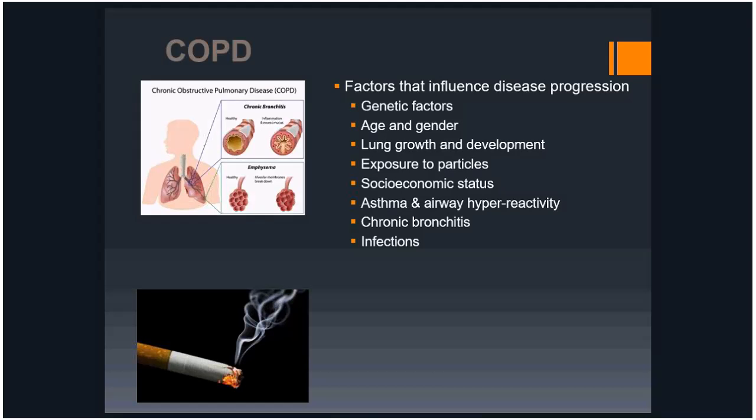When you look at the factors that influence disease progression, you have to take into mind genetic factors, age, gender, lung growth and development, and exposure to particles, which does go back to your social history. It's always important to know about employment or other hobbies or activities that may include exposure to various particles, as well as socioeconomic status. Also, if the patient has asthma or any type of airway hyperreactivity, chronic bronchitis, as well as infections.